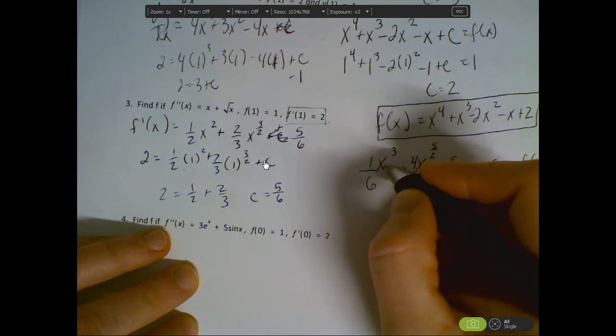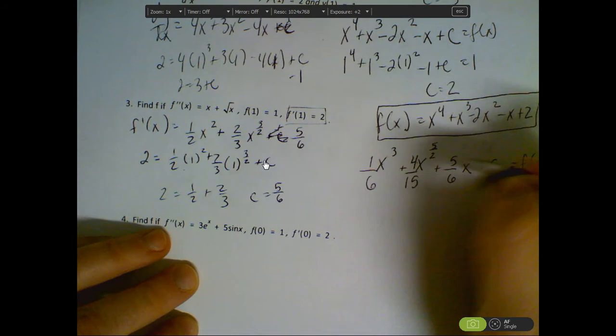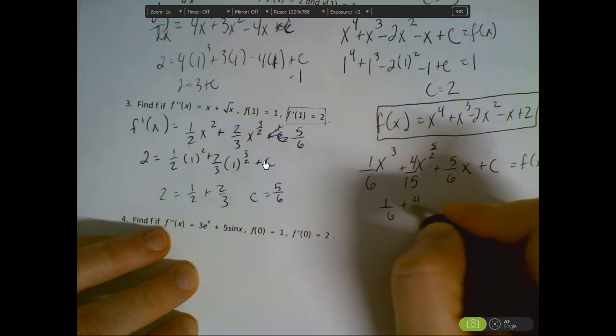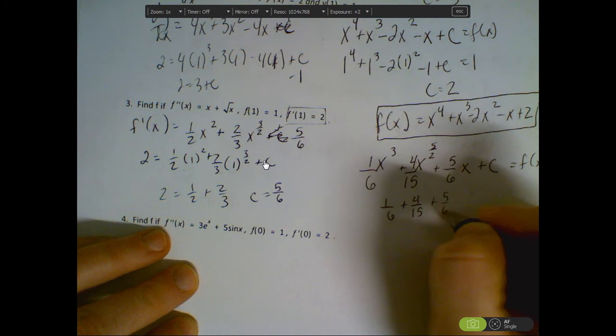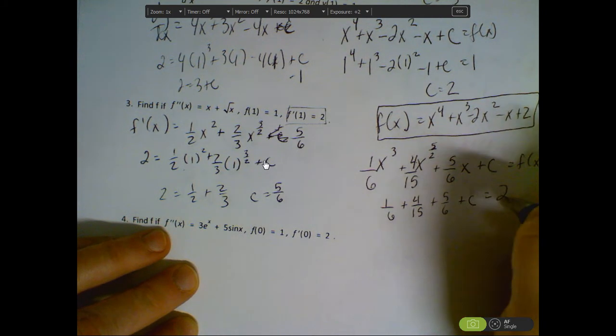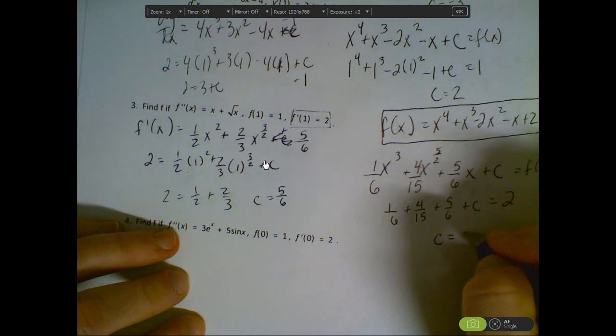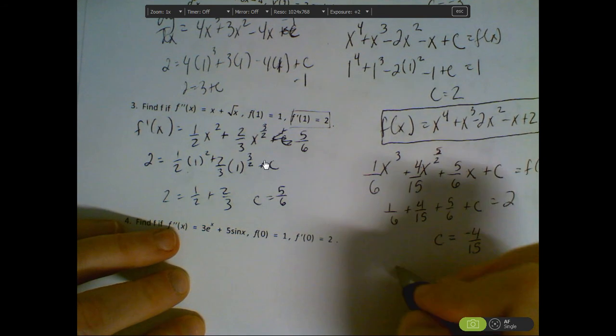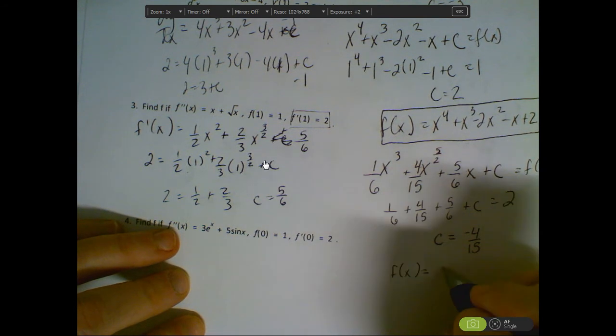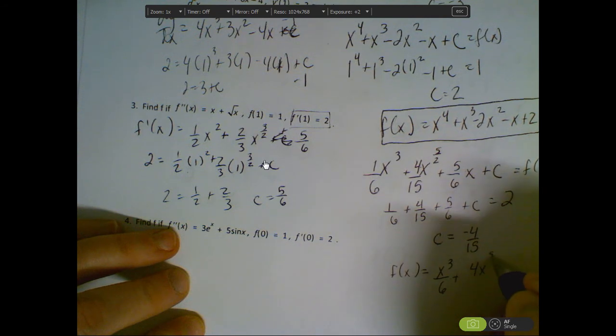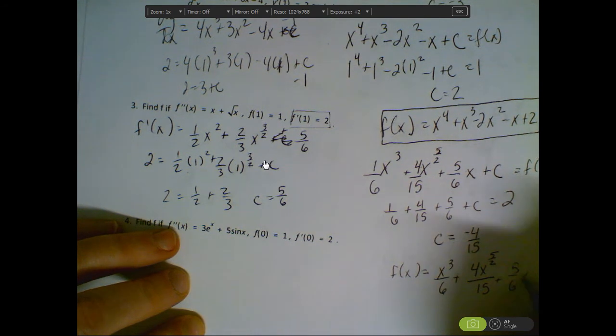So f of 1 is 1, so I'm just going to put in 1 for all my x's, so it's going to give me 1/6 plus 4/15 plus 5/6 plus c, and that has to equal 2. And when I simplify all of that, I get negative 4/15. So f of x equals x cubed over 6 plus 4x to the 5/2 over 15 plus 5/6 x minus 4/15.